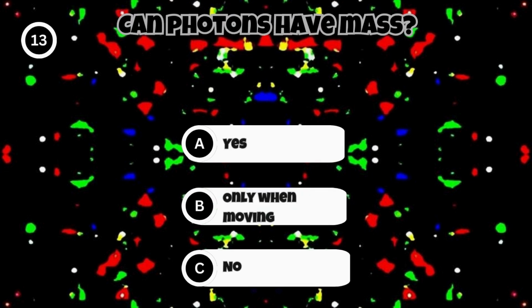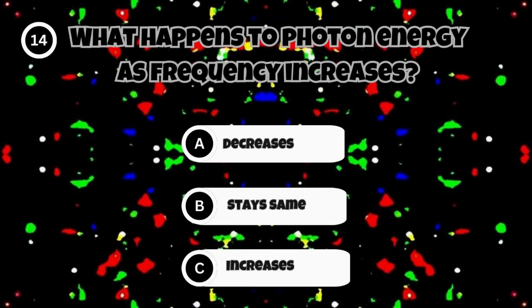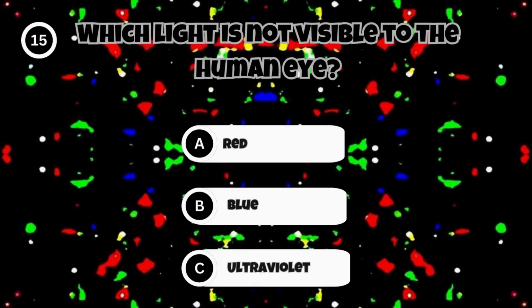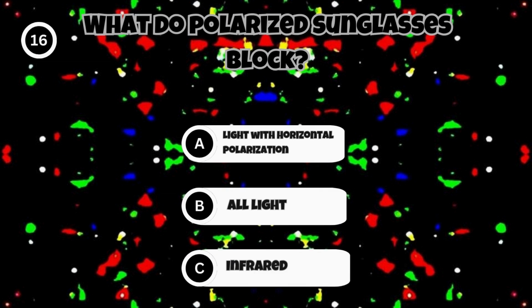Can photons have mass? What happens to photon energy as frequency increases? Which light is not visible to the human eye? What do polarized sunglasses block?